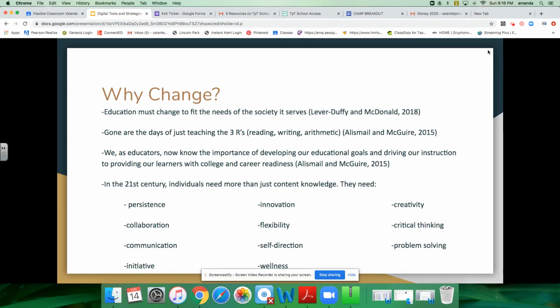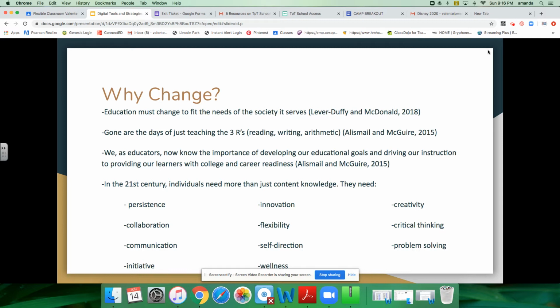All right, so you may be wondering, why should we start integrating technology into the classroom even more so? And it's time for a change. The main purpose is that education needs to fit the society that it serves. And it's no longer the 1950s, 60s, or 70s even. Gone are the days of the three R's: reading, writing, arithmetic.